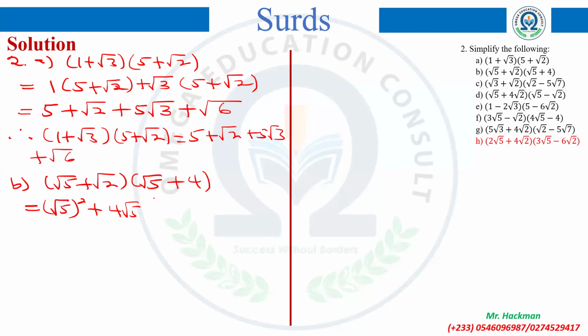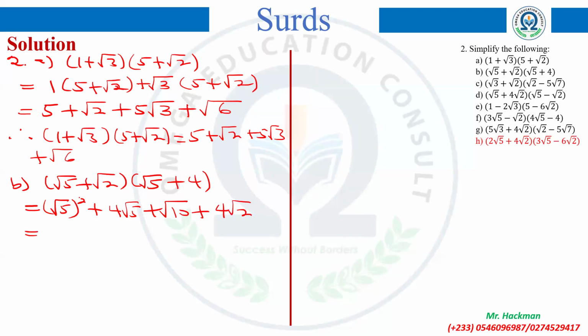Root of 2 times root of 5. Square root 10. Okay, so root of 10. Very good. Then plus root of 2 times what? 4. Abigail, what do you get? 4 root 2. Very good. At this point, you know there is a bracket here to deal with.